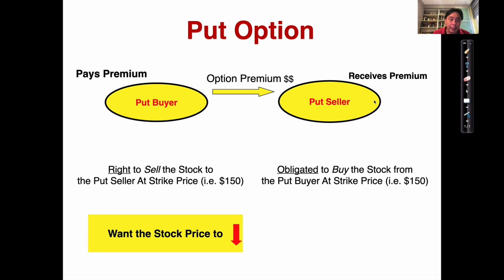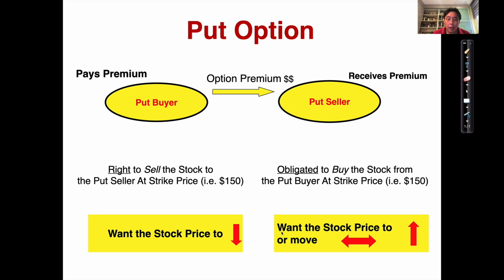So generally, the put seller wants the stock price to stay where it is or go up. Why? If the stock price stays at 150, or if the stock price goes up, what happens to the put option? The put option will lose value, and eventually the put option will expire worthless. And once it becomes worthless, the put seller is no longer obligated to buy the shares. So no more obligation, and the put seller just receives the premium. So that is the scenario for the put seller.